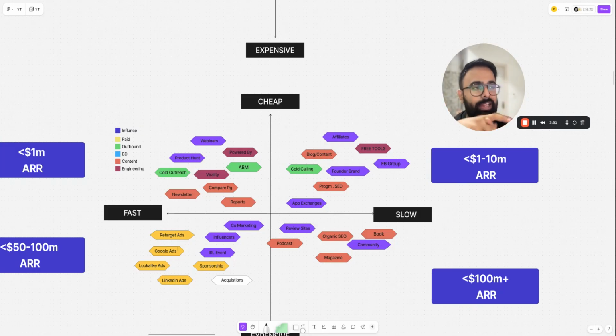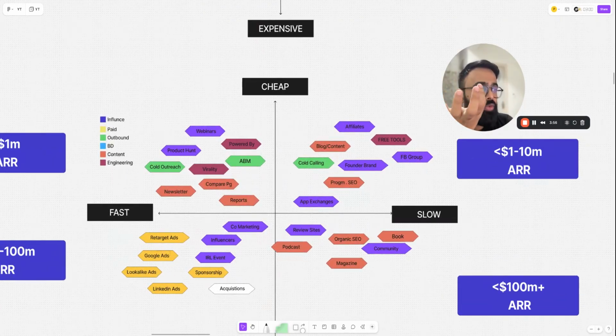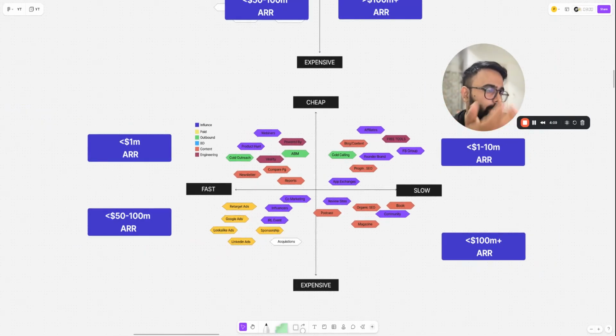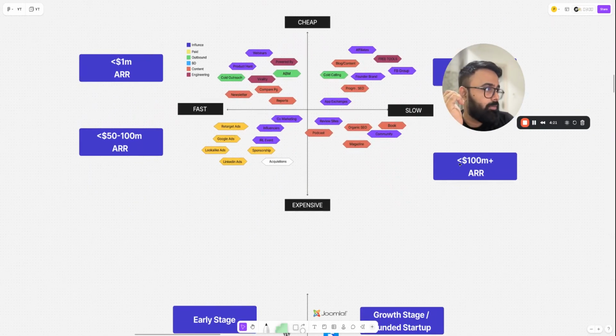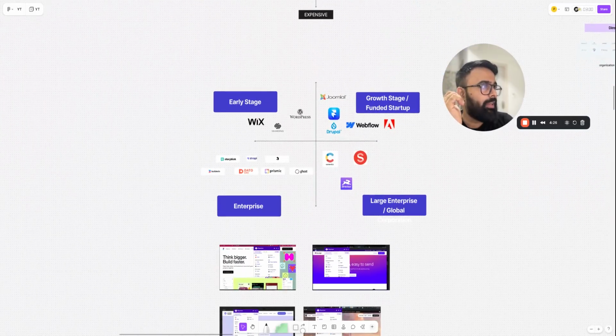What would you choose? Say, for example, if you're doing lesser than 1 million annual recurring revenue, you would probably do cold outreach, right? And if you're doing, say, between 1 to 10 million recurring revenue, you would probably end up doing cold calling, or say a blog or content or some affiliates, right? And similarly, at 50 to 100 million, you will be doing a little bit of campaigns and stuff. Obviously, if you have more than $100 million, you'll end up doing a lot of podcasts and stuff, which are slow but expensive. You can do that. So yes, now let's look at the bifurcation.